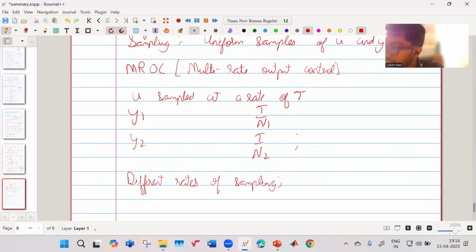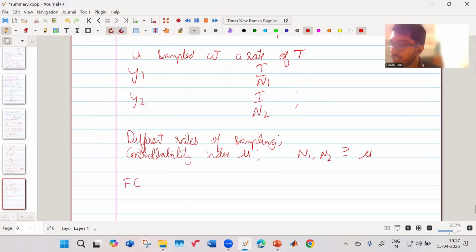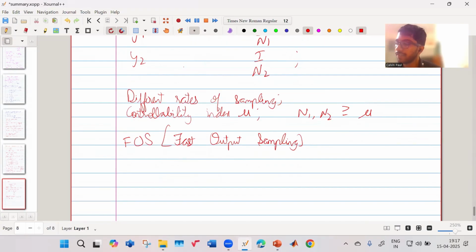And it was shown that there's something known as the controllability index mu. That means your N1, N2 should all be greater than or equal to mu. Otherwise, you cannot do it. That is the requirement for multi-rate output control. Similarly, there is FOS, that is fast output sampling, where N1 and N2 are equal to some N, which should again be greater than mu. It is a special case of MROC, and there's a certain constraint that the poles cannot be placed at the origin for this case.